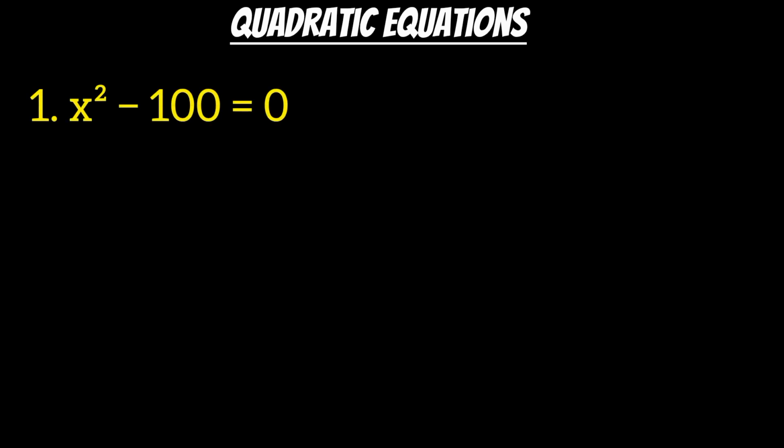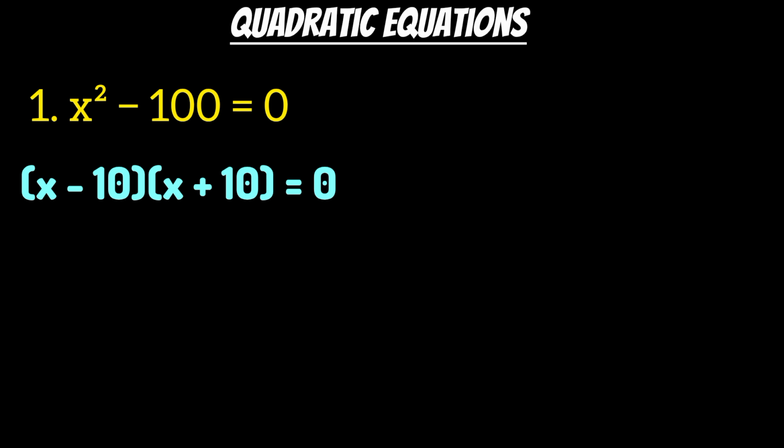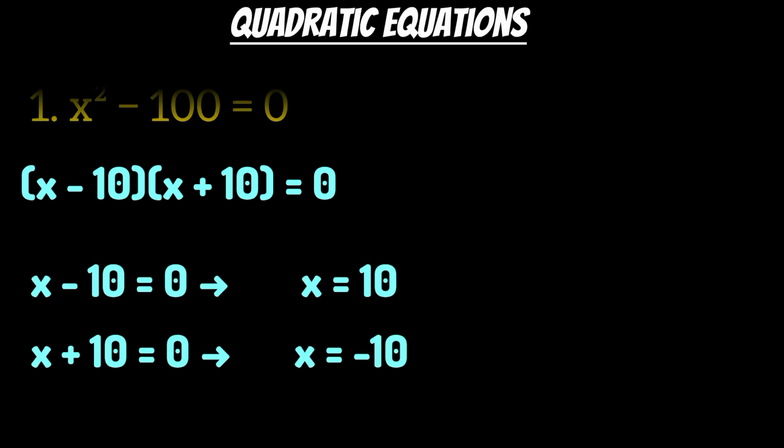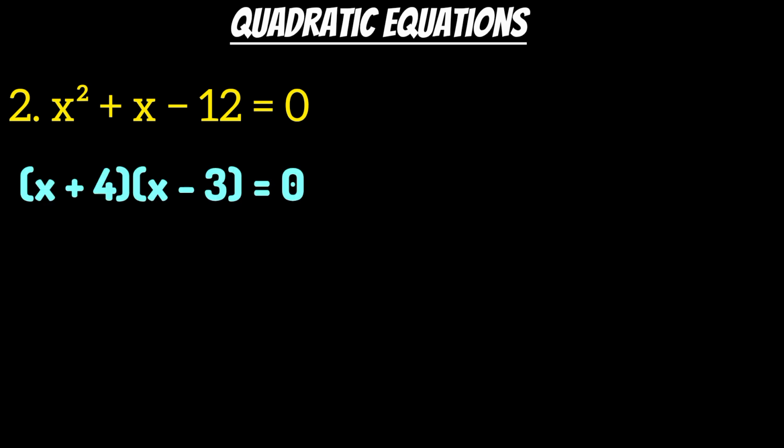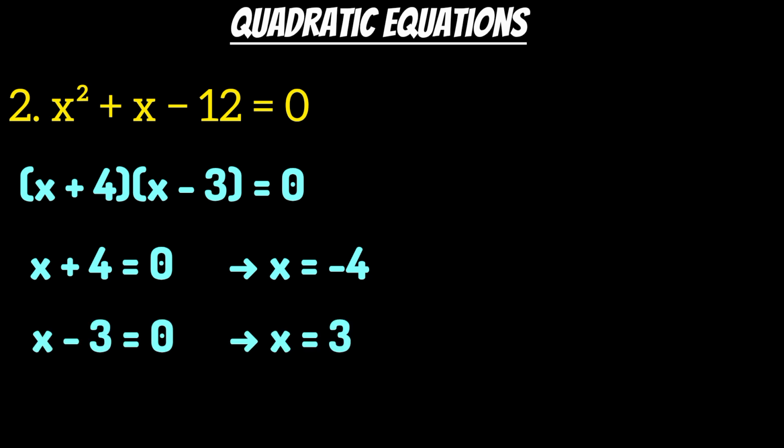The first one is x squared minus 100 is equal to 0. So we have the difference of two squares and they shall be x minus 10, x plus 10, and we solve this to get x is equal to 10 and x is equal to negative 10. The second one, x squared plus x minus 12 is equal to 0. We factor this and we get x plus 4, x minus 3 is equal to 0. Solving for x, we get x is equal to negative 4 and x is equal to 3.